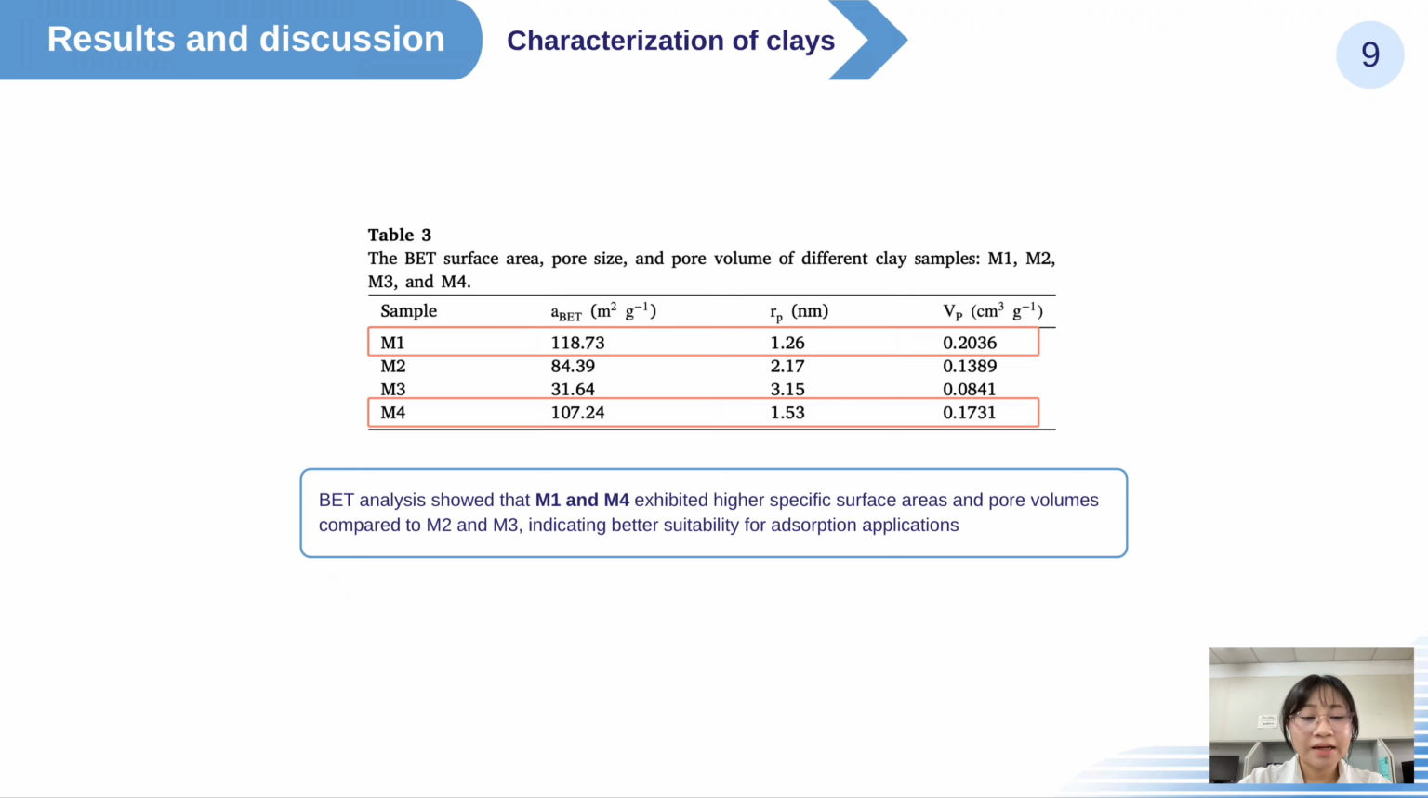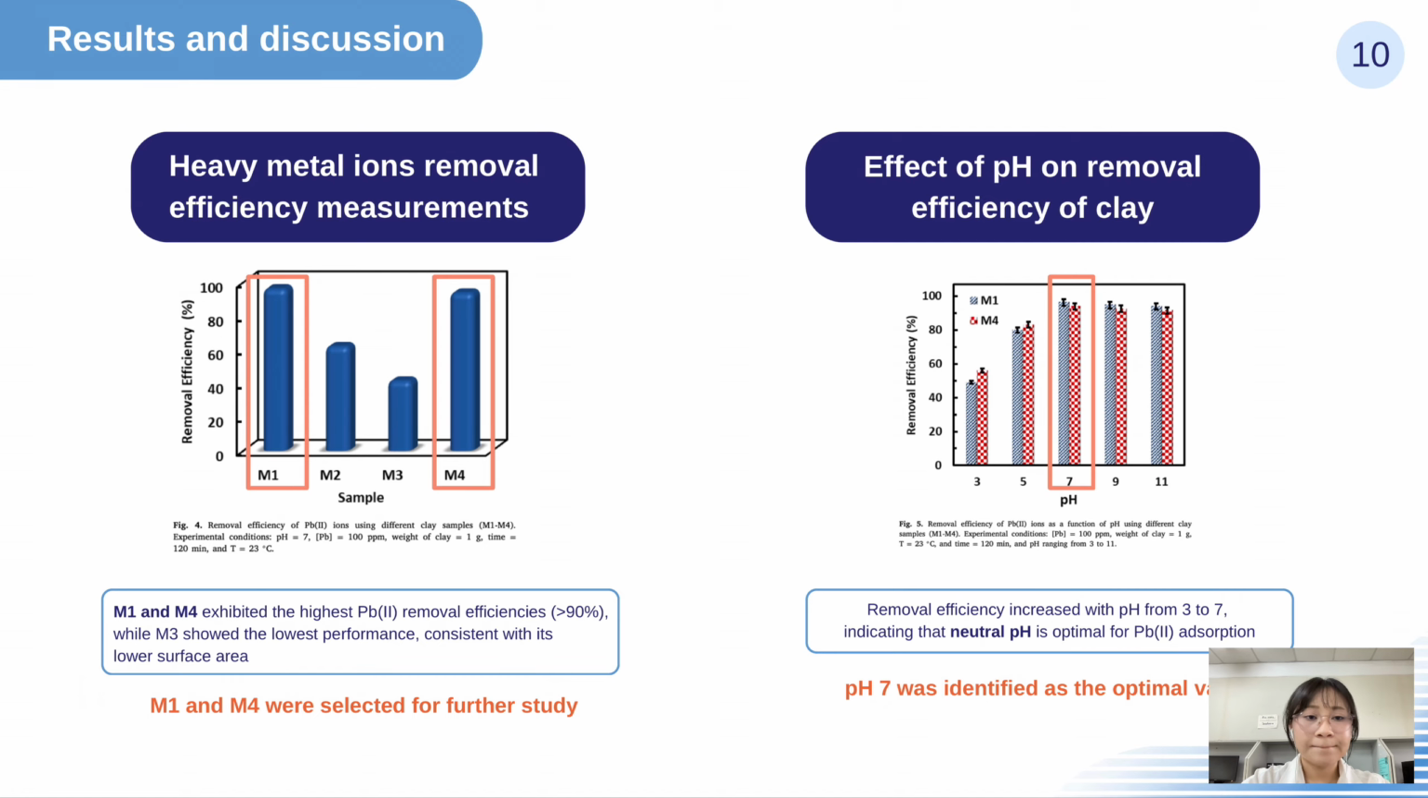For these tables, BET analysis showed that M1 and M4 exhibited higher specific surface area and pore volumes compared to M2 and M3. The left graphs show that samples M1 and M4 achieved removal efficiencies greater than 90%, and M1 and M4 were selected for further studies. The right graphs show that the removal efficiencies increased as the pH increased from 3 to 7, indicating that natural pH is optimal for Pb2+ adsorption.